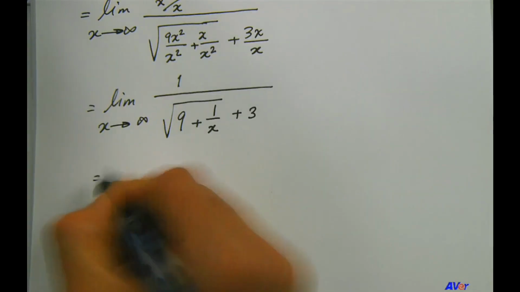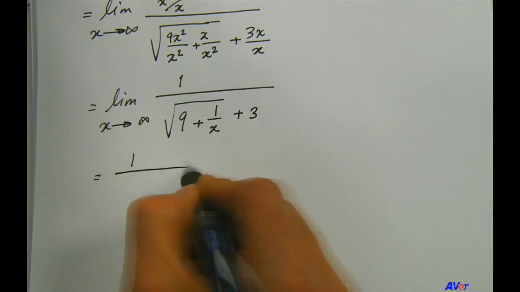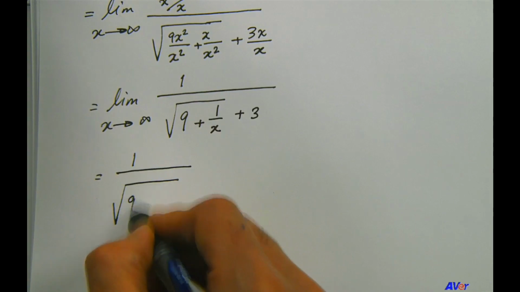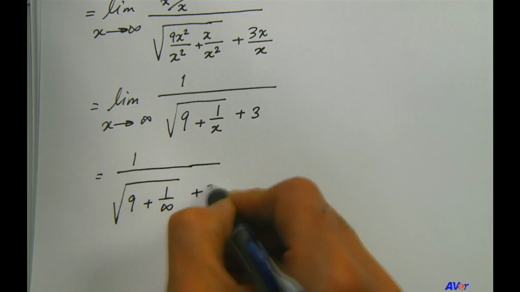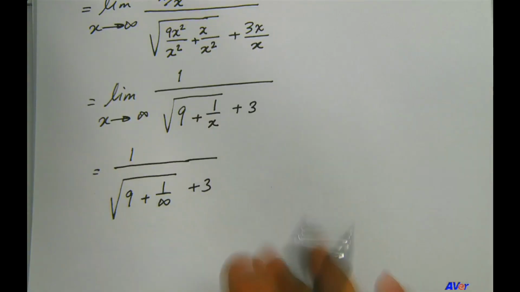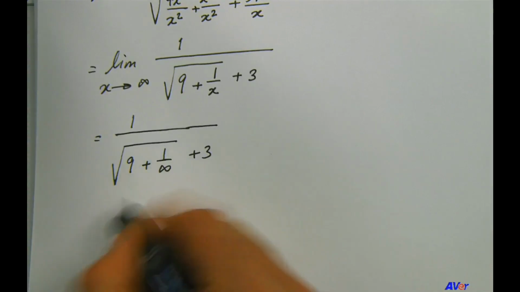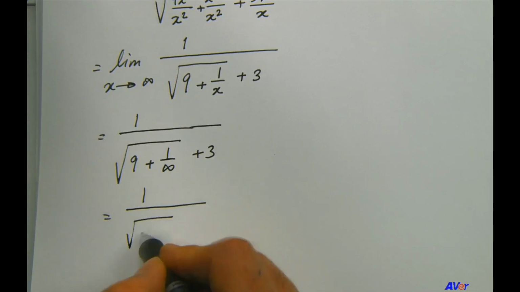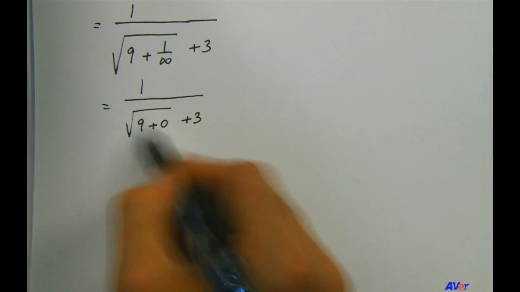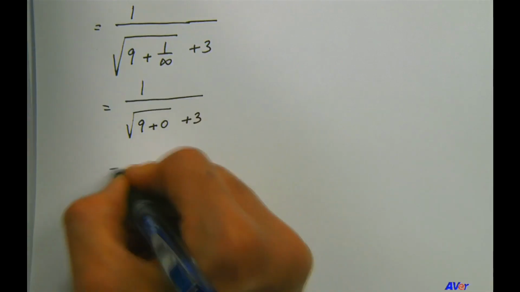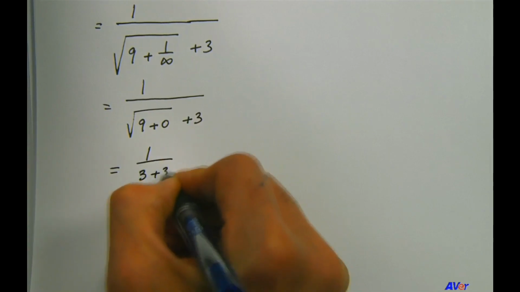So we have 1 over square root of 9 plus 1 over infinity plus 3. Okay, so then let's simplify this. This would be 0: 1 over square root of 9 plus 0 plus 3. And of course, this whole square root of 9 is just 3. So 1 over 3 plus 3, or 1 over 6.